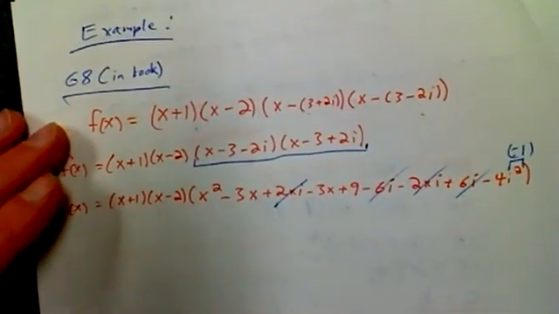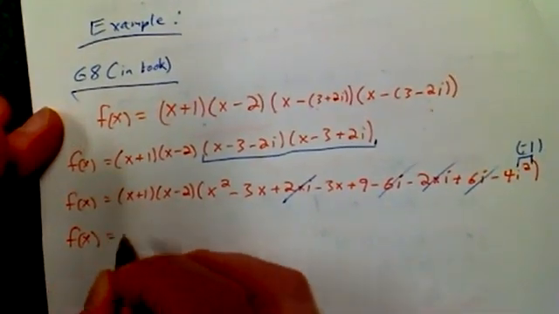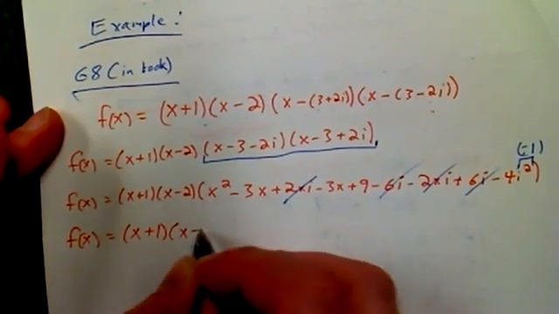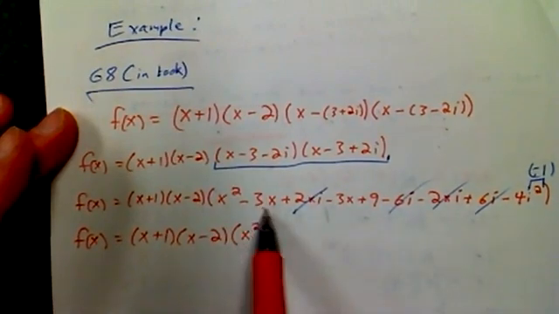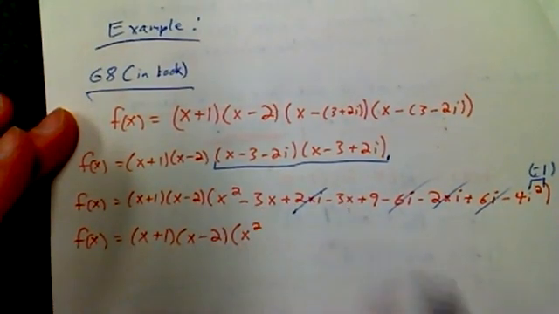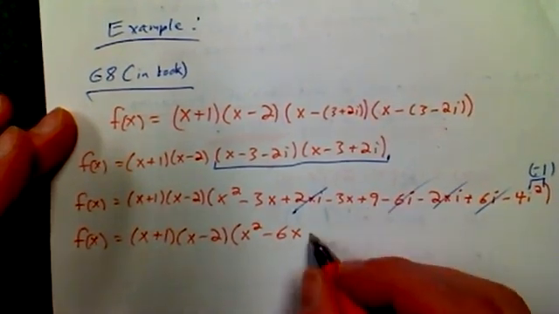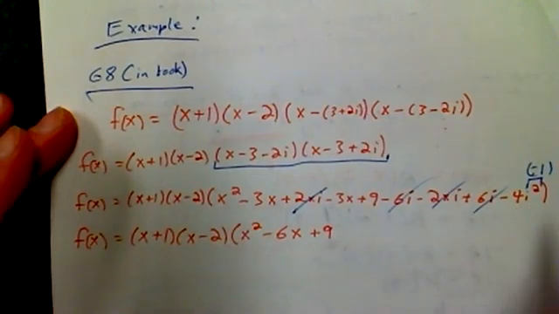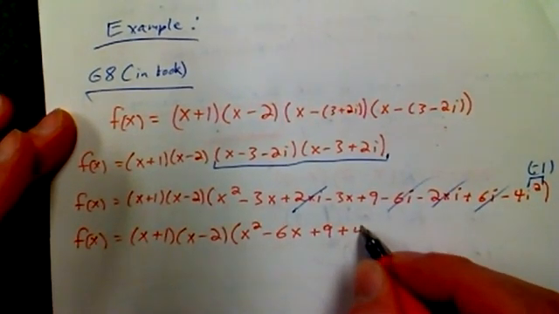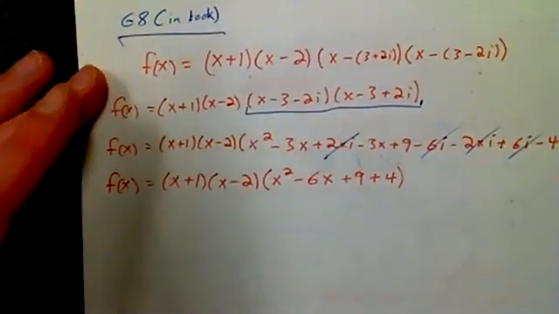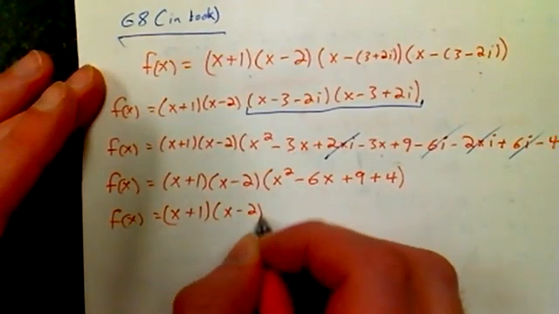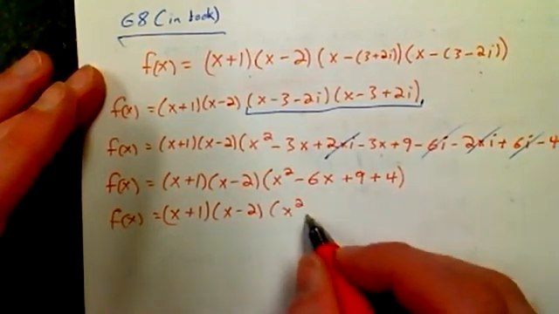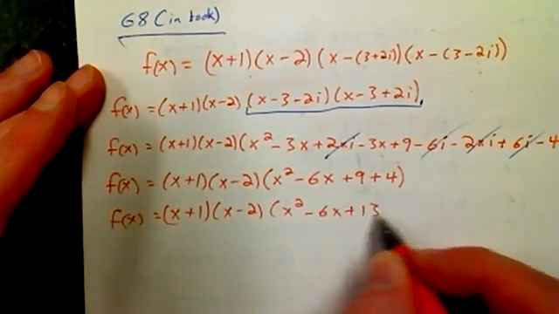So writing this out, we get f of x equals x plus 1 times x minus 2 times x squared. Combine your x's, so I guess that's going to be minus 6x plus 9 minus 4 times negative 1. That's really just plus 4. So of course I can make that a little simpler. f of x equals x plus 1, x minus 2, then x squared minus 6x plus 13.